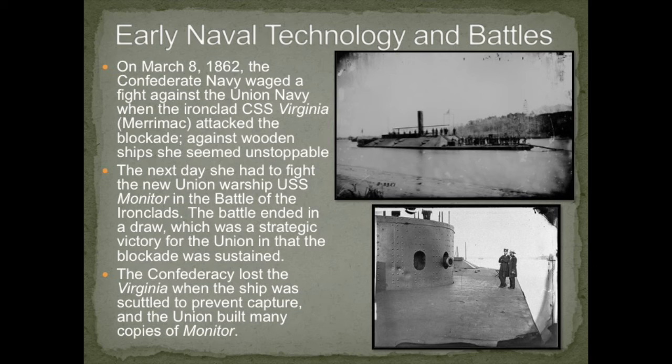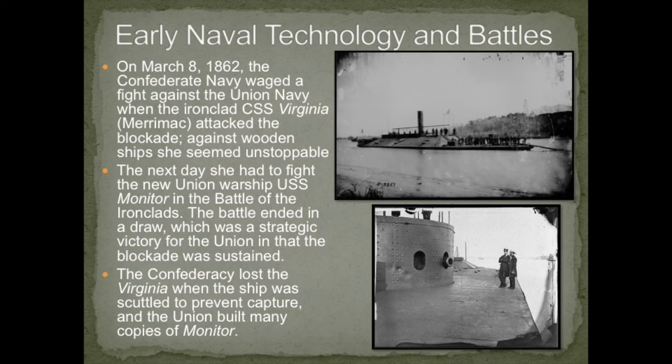Because of the naval blockade, both sides unleashed new technology, ironclad battleships. And on March 8, 1862, these two ironclad battleships, the CSS Virginia, formerly the USS Merrimack, and the USS Monitor, met in a fierce battle in southern Virginia. The two ships pounded away at each other for hours on end. However, neither one could pierce the other's iron hull.